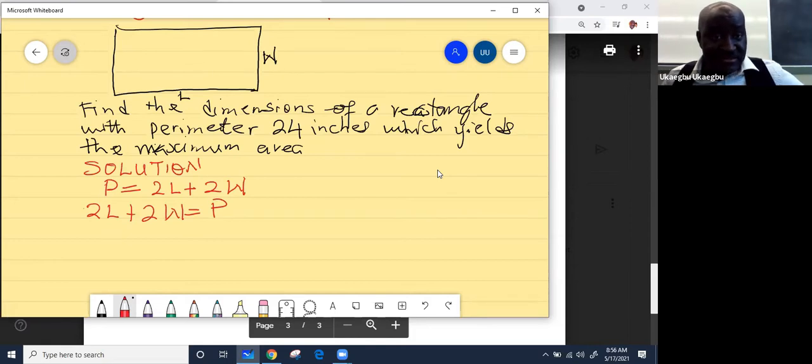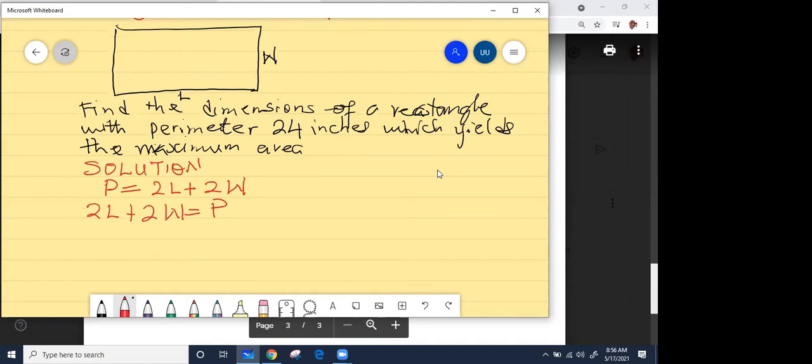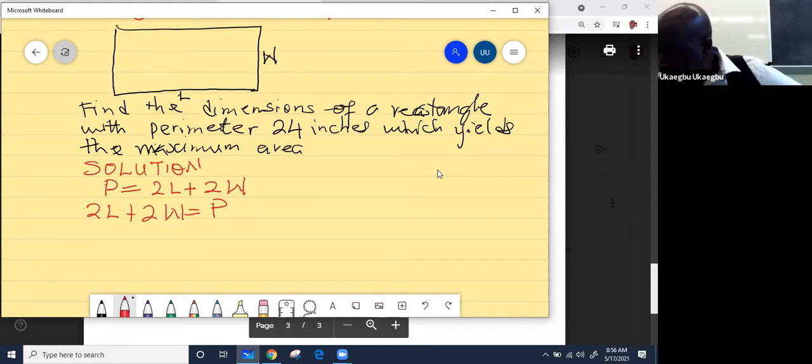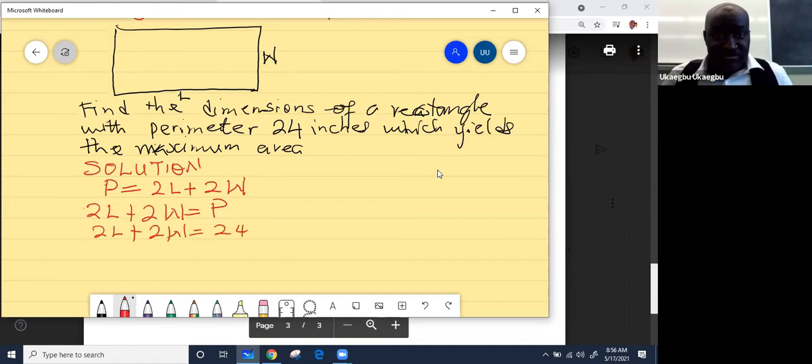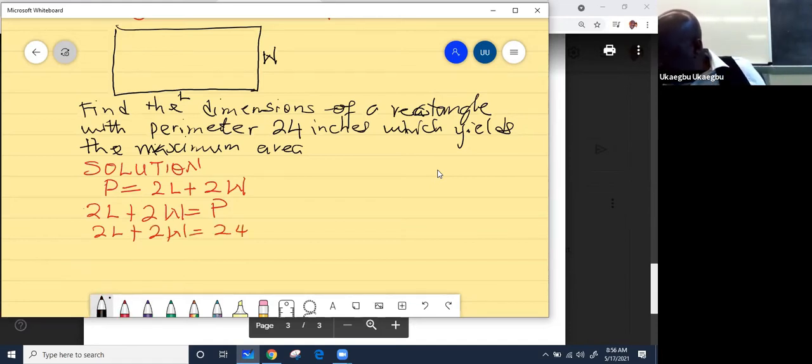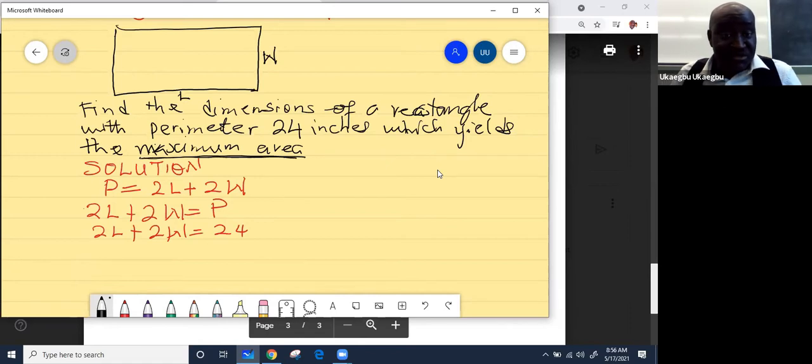Now, looking at this example, they gave us the perimeter to be 24. So we can just write that 2L plus 2W is equal to 24. Now, look at what is very, very important here. They say maximum area. This maximum area is very important. The greatest area, which means there could be some area that might not be as great or as large as the other ones. Okay, so we got that.